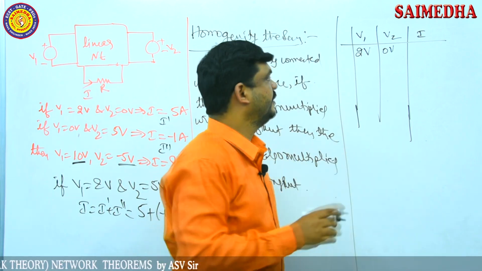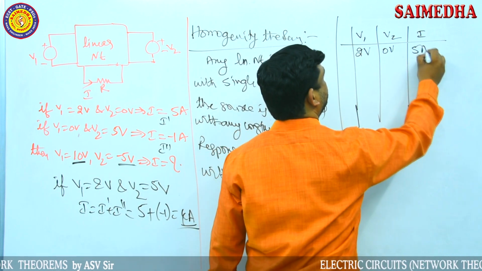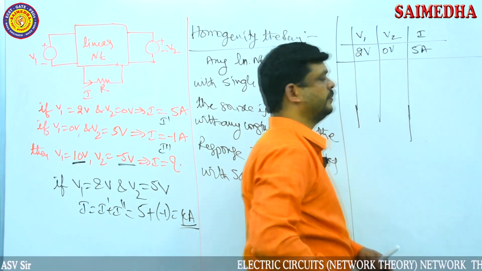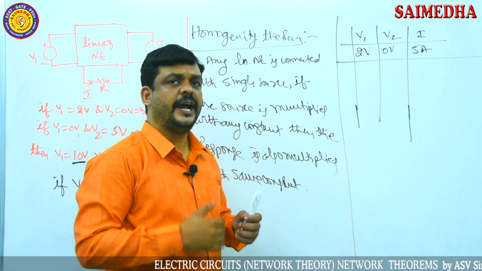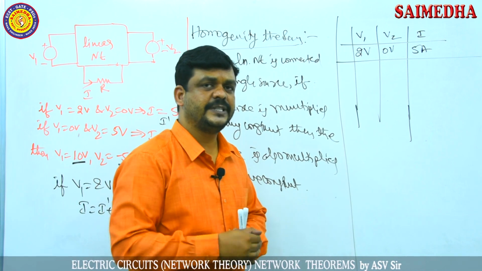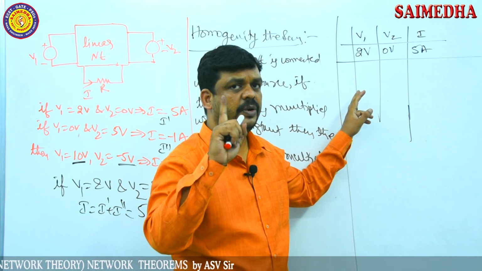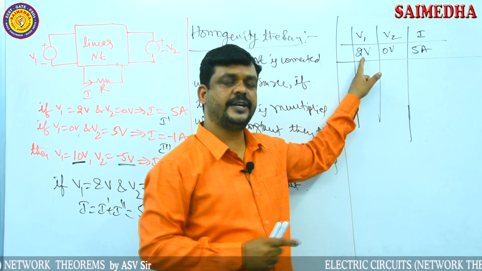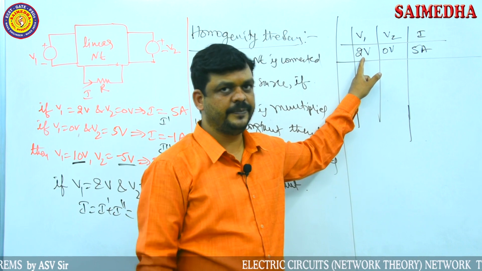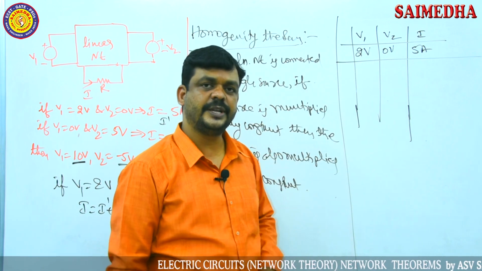What is the response? 5 amps. So this is the 5 amps here. When the 2 volt source is connected and V2 is disconnected, the response is 5 amperes. Now the network is connected with how many sources? Only one source is connected, the other source is eliminated. So now we can apply the homogeneity theorem.